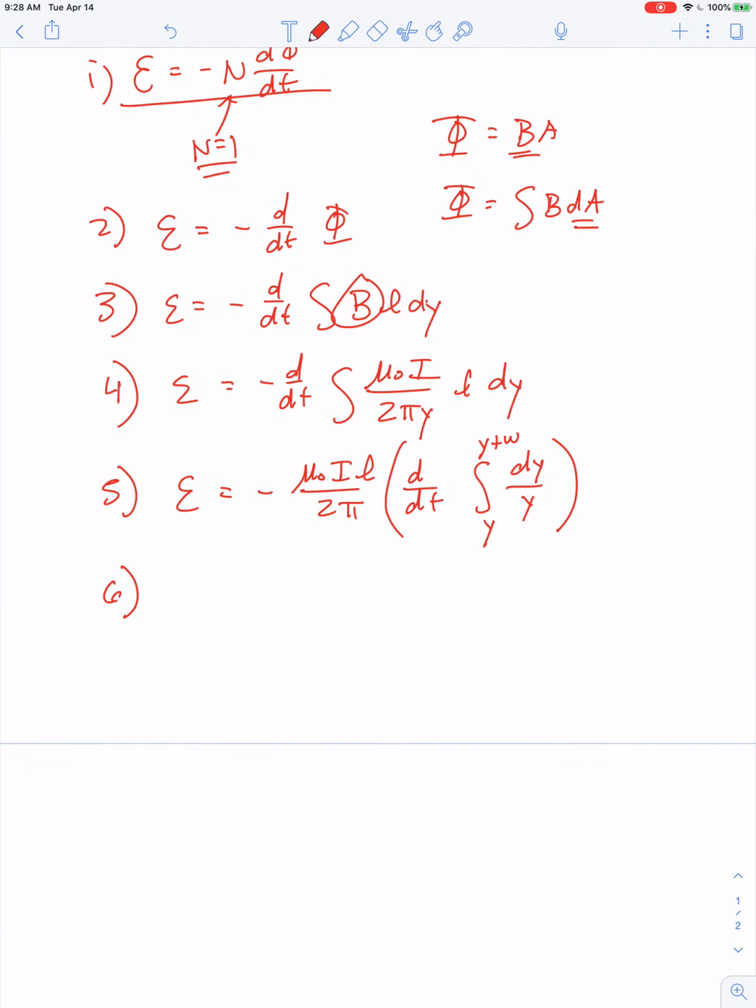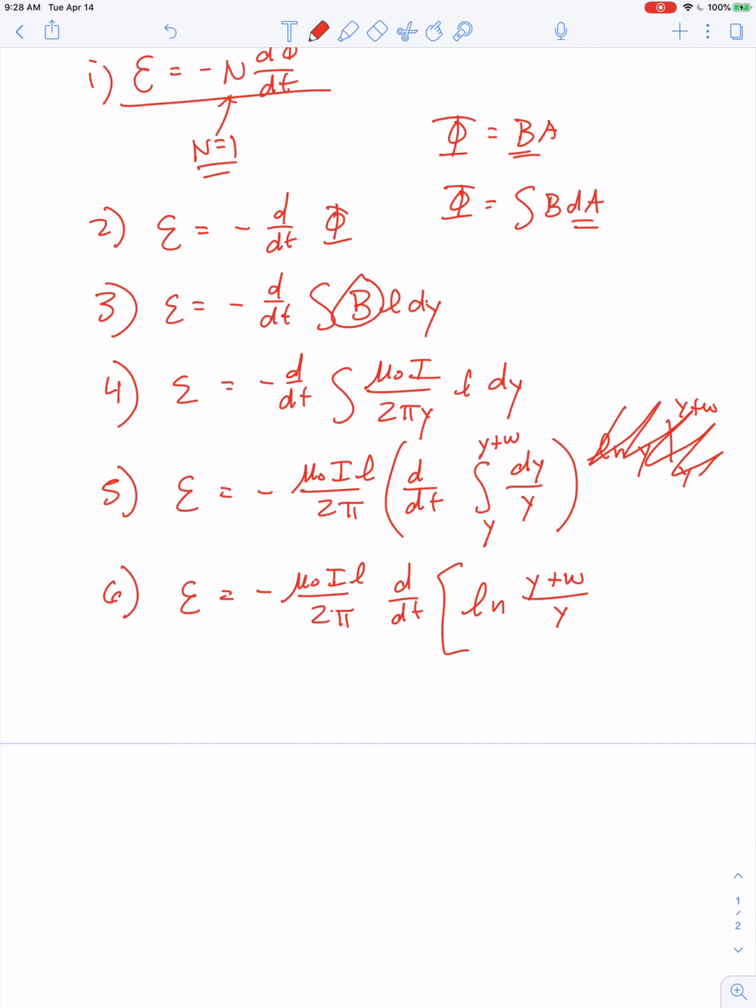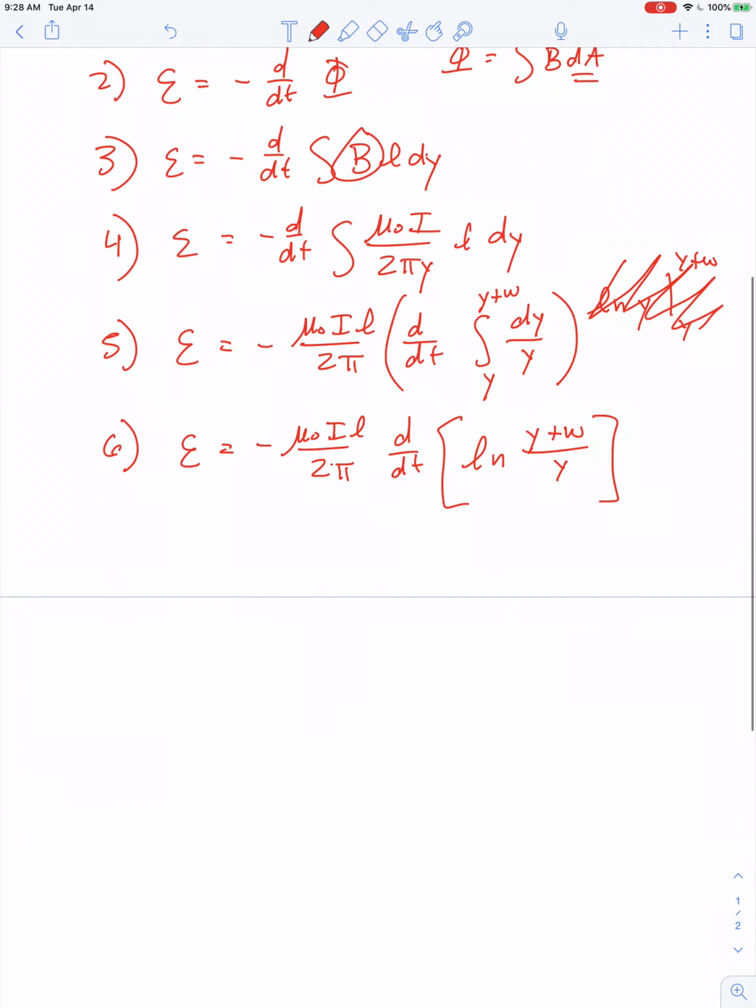So in step 6, we evaluate the integral, and we get our EMF is negative μ₀IL over 2π times d/dt of, so the integral of dy over y is going to give us the natural log of y, and then we have to evaluate that from y to y plus w. So that's going to give us the natural log of (y plus w) over y. Okay, not bad, but we have to take the derivative of this expression in brackets with respect to time.